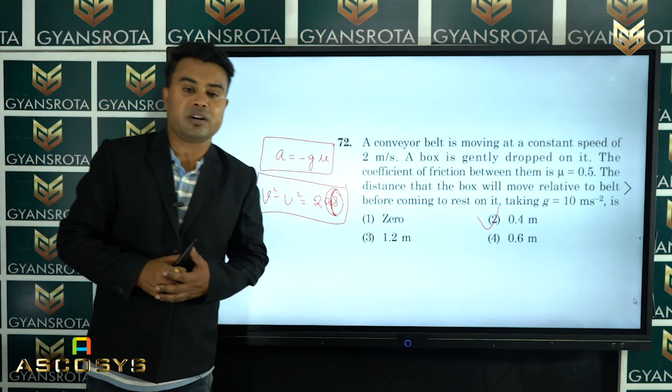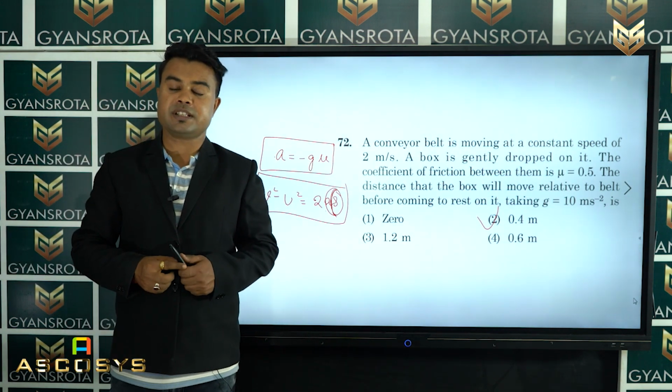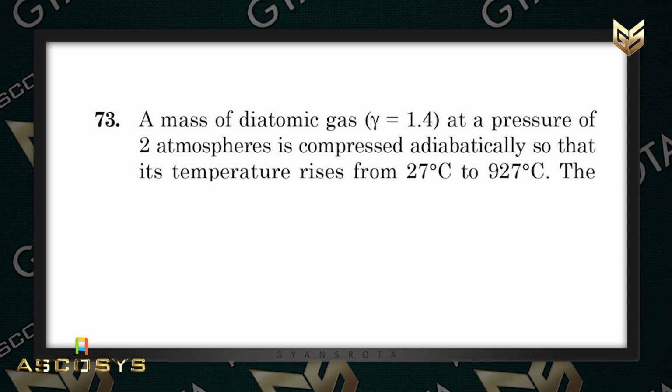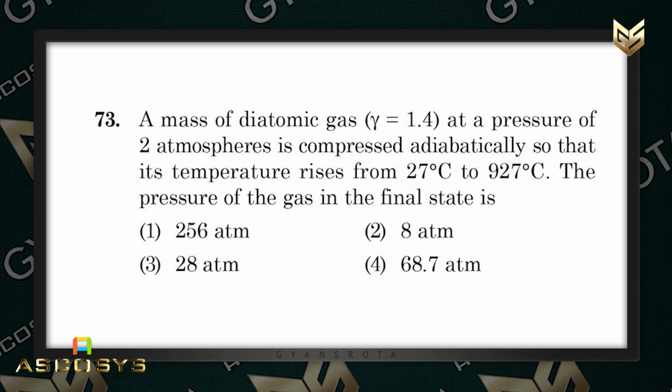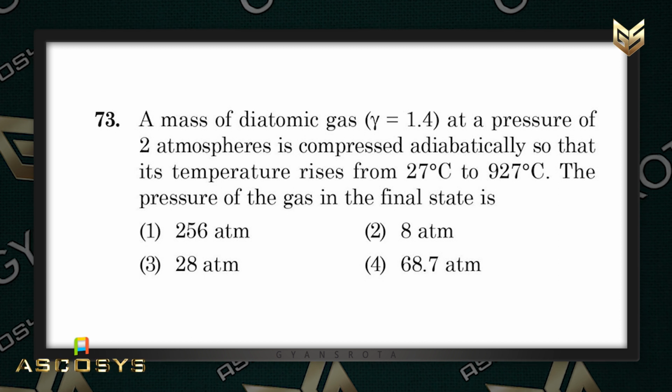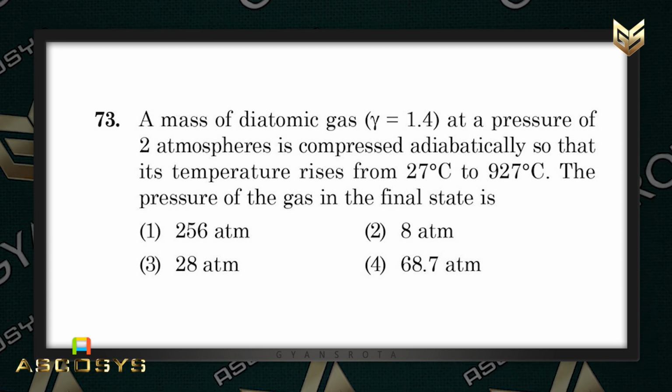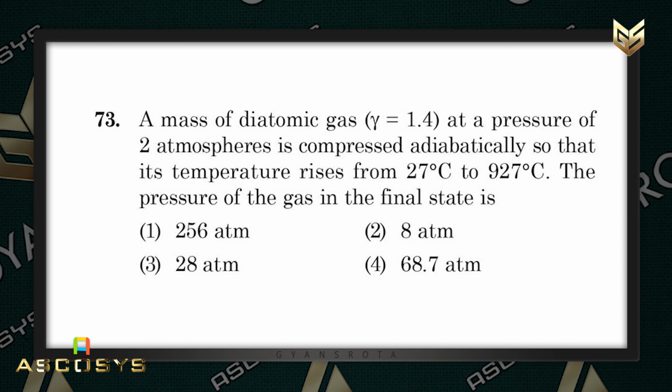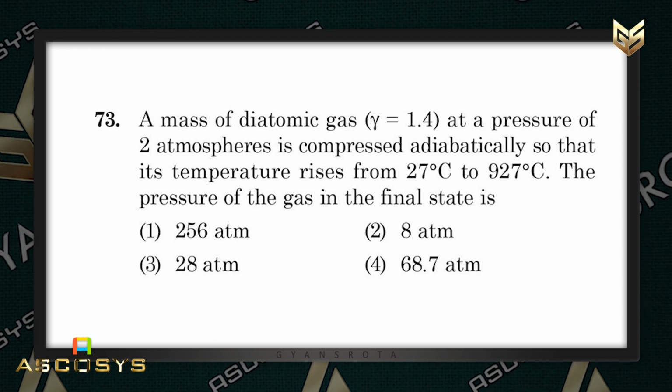Fine. So now let us move to the next question, that is question number 73. A mass of diatomic gas, that is gamma equals 1.4, at a pressure of 2 atmospheres is compressed adiabatically, so that its temperature rises from 27 degrees Celsius to 927 degrees Celsius. The pressure of the gas in the final stage will be.